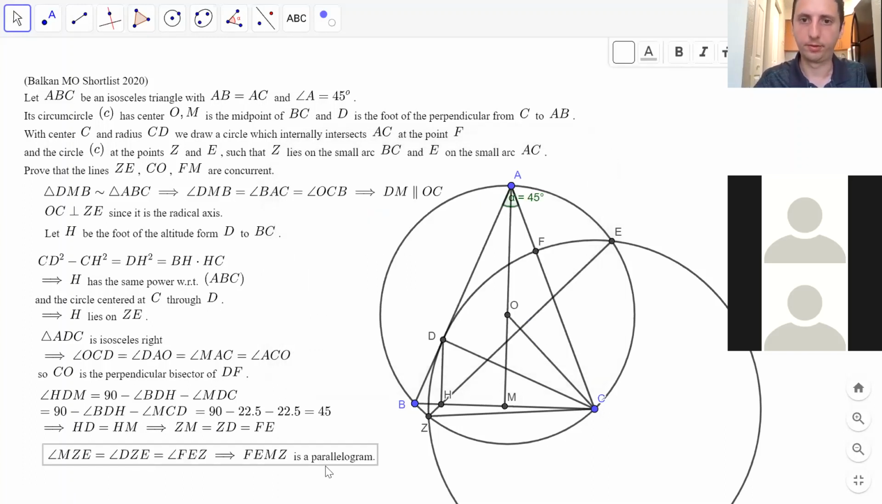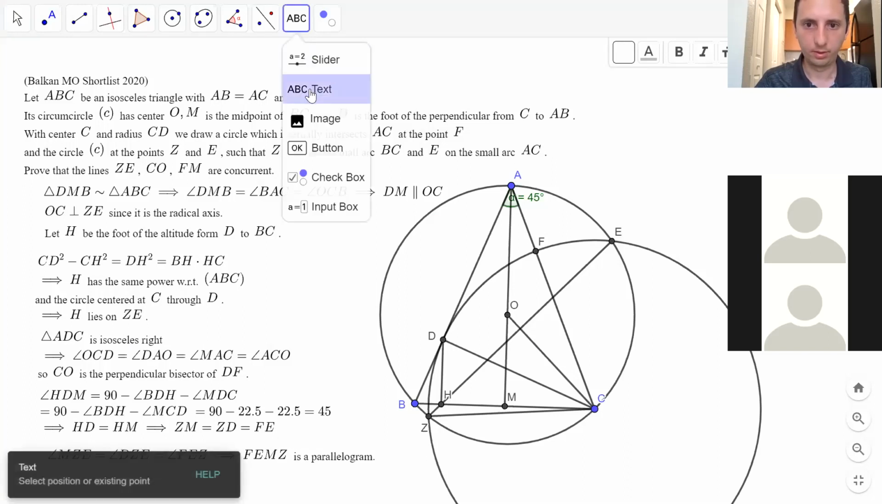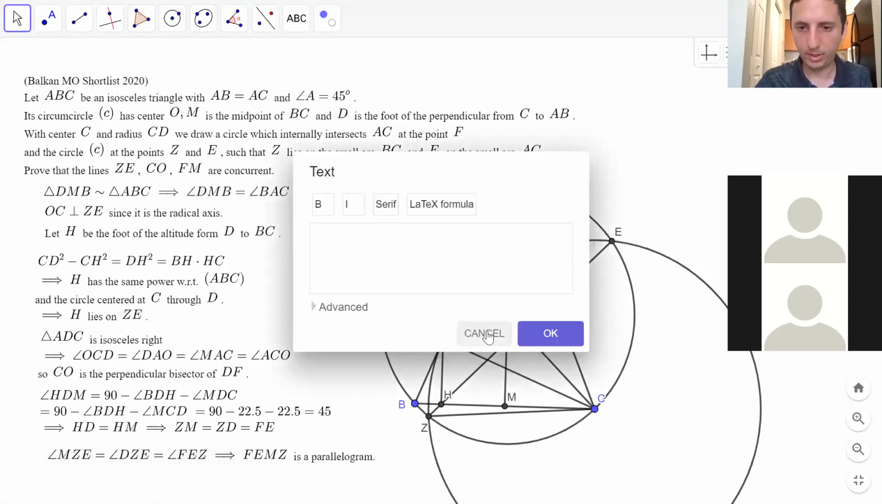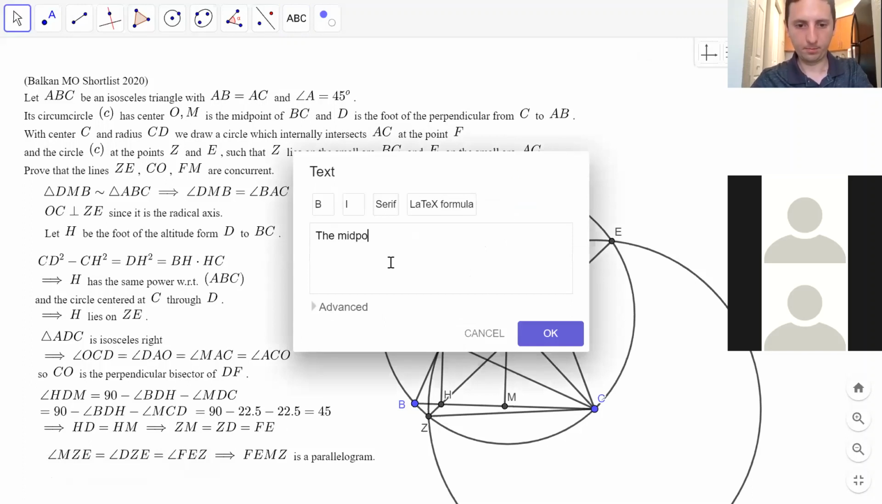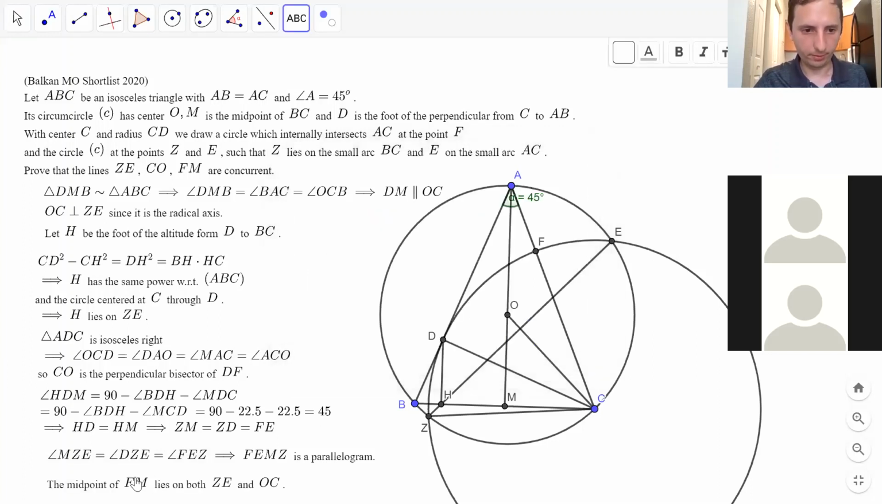So yeah, I'm sure there's probably a bunch of different ways to finish this off. Since ZM is FE and MZE is FEZ, yeah, FEMZ is a parallelogram. So I'll just say the midpoint of FM lies on both ZE and OC. And so that means ZE, CO, and FM are concurrent.